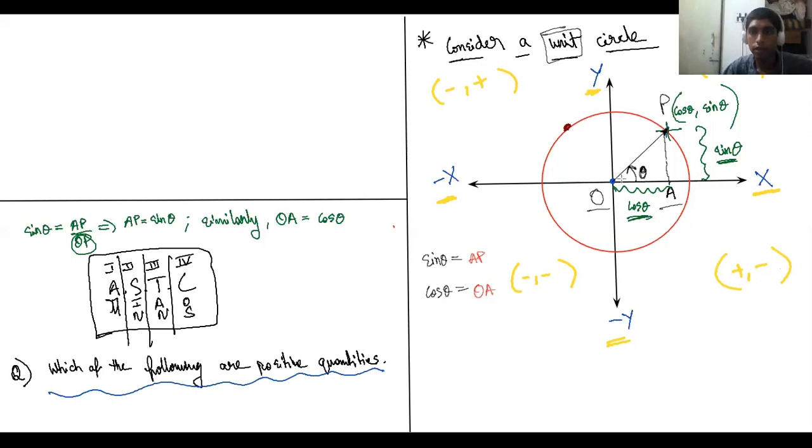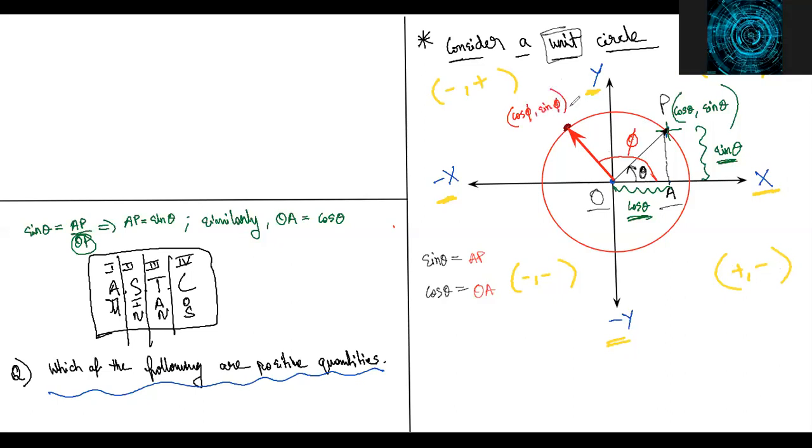Now, having understood this, without getting into the proof of it, because the proof will take time, I'm stating it in a very simple way. If this is theta, and I'm talking about this point, and this is making a particular angle phi, then actually it will turn out that this point is also cos phi comma sin phi. I'm not getting into the proof of it, but it will turn out to be this.